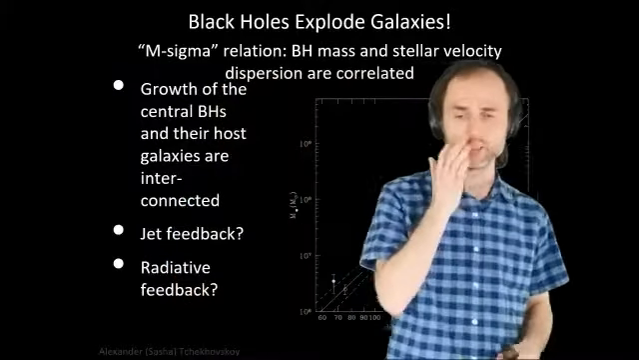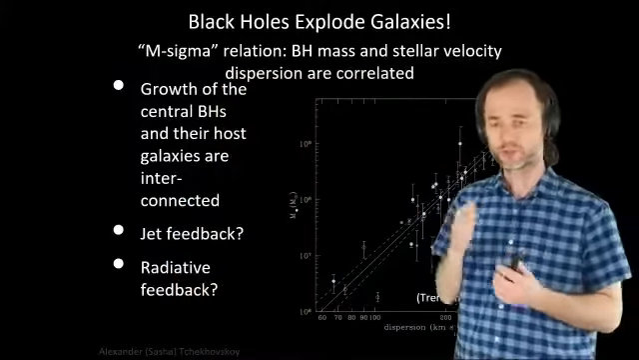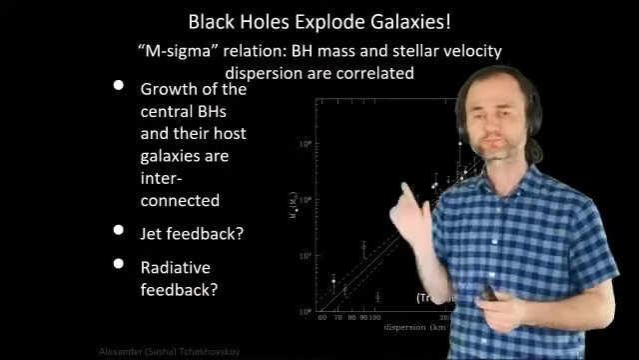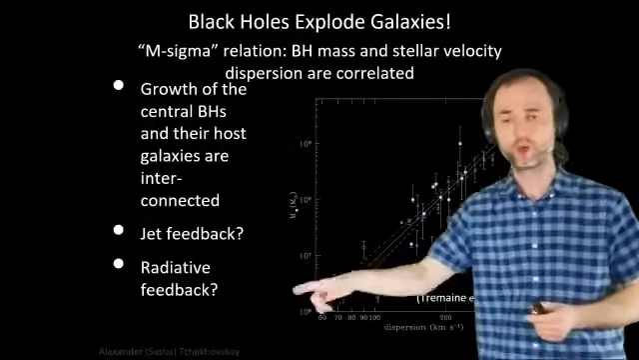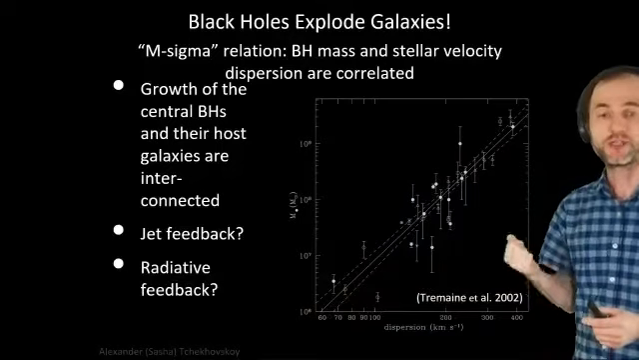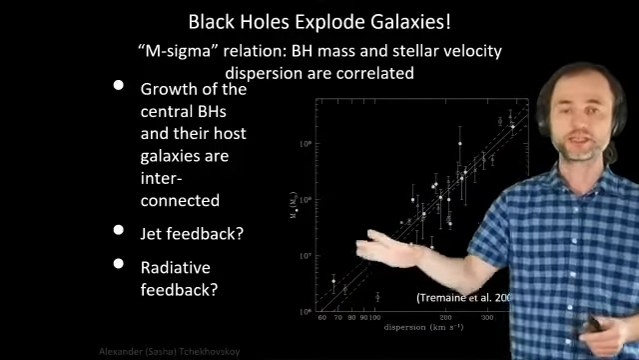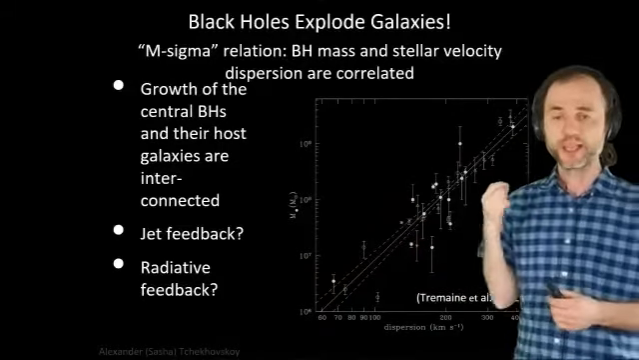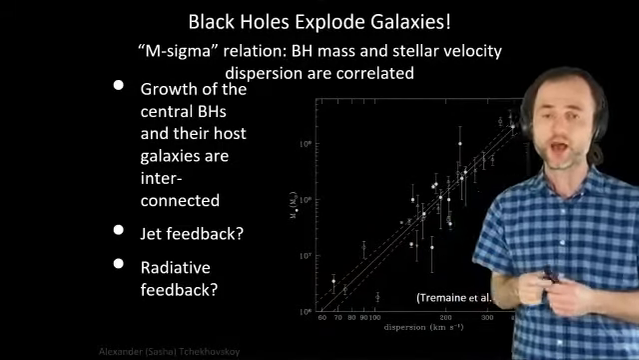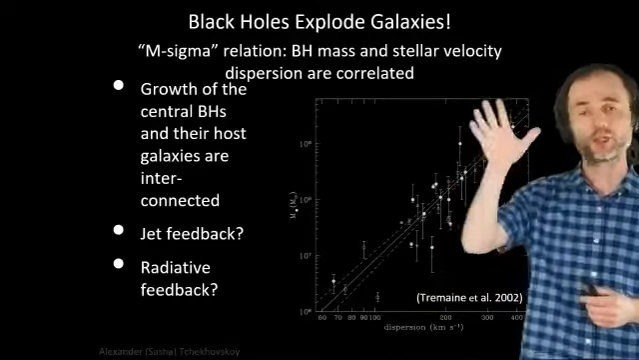So let's try and look quantitatively at this process. Let's plot the mass of the black hole versus the velocity dispersion for a bunch of galaxies. So every dot is one galaxy. And what we're going to find is that there is a very tight correlation between the two.